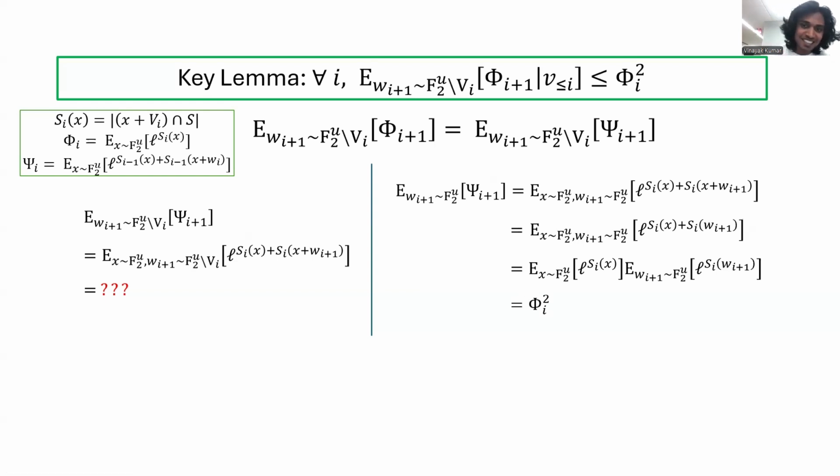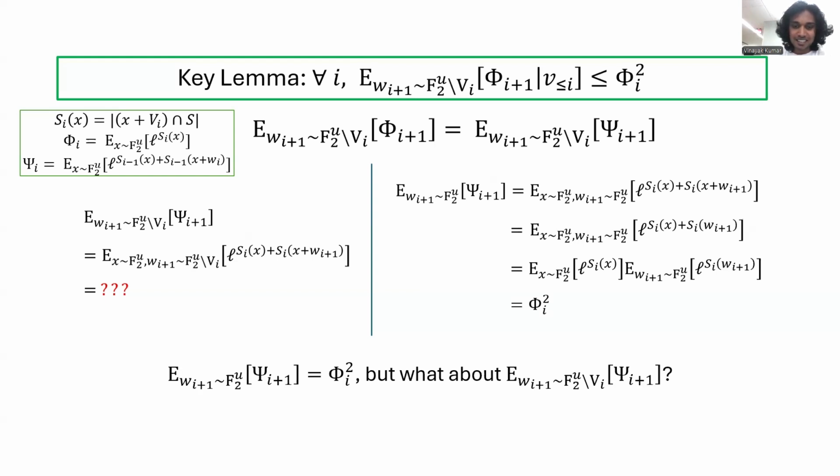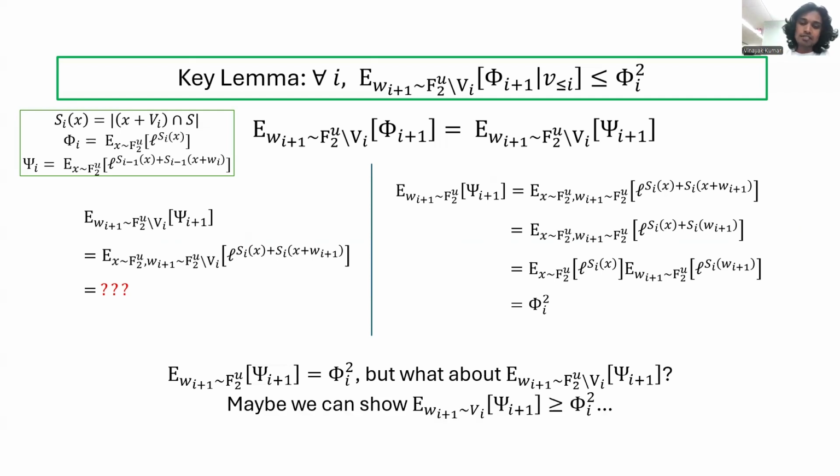If only it was averaged over all of F2 to the u rather than F2 to the u without V sub i. So how can we solve this? How can we get something about the average of w not in V sub i? Well, maybe we could show the average inside V sub i is larger than phi sub i squared. That would then imply the average outside of V sub i would be less than phi sub i squared in order to compensate, so that the global average is phi sub i squared. So maybe let's try to show that.